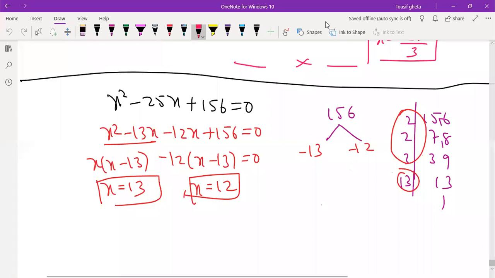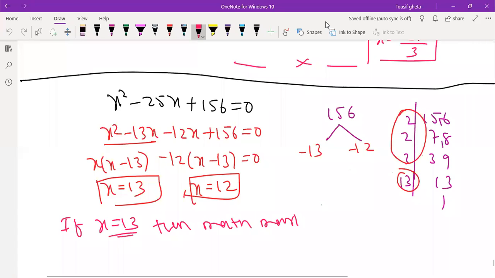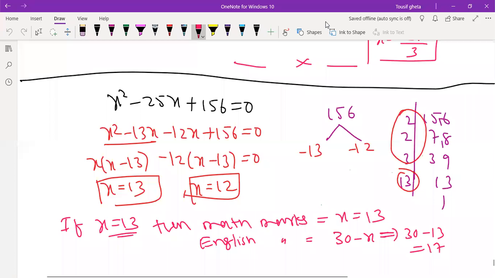So what we can do here, if x is equal to 13, then maths marks is equal to x is equal to 13. English marks, what was the English marks? 30 minus x, right? So 30 minus x, nothing but 30 minus 13, we will get 17. So this is one answer: 13 and 17.